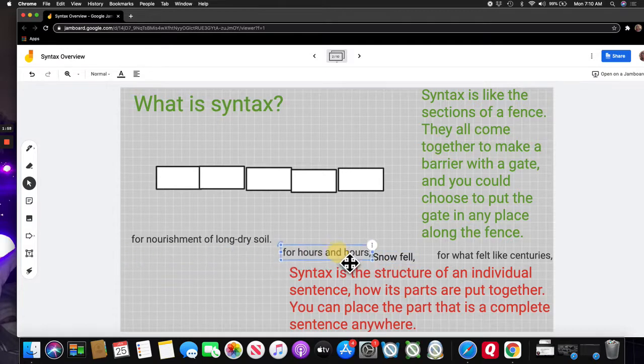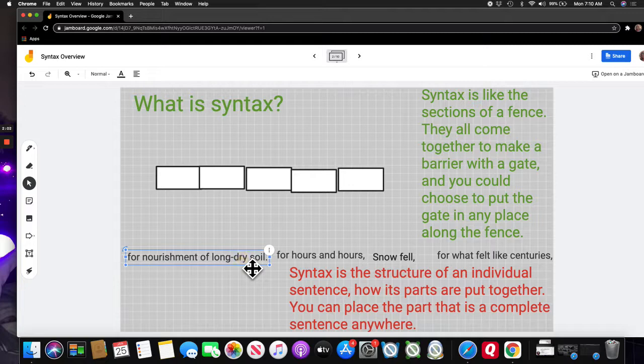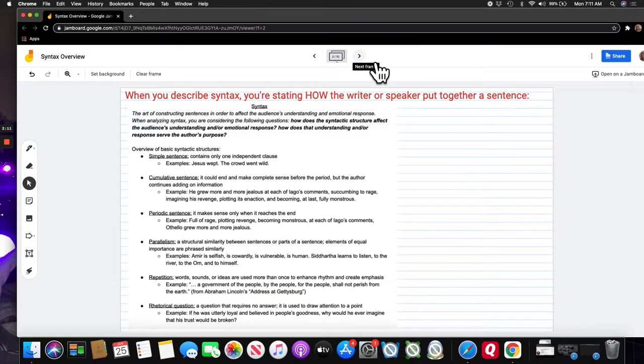So syntax is quite simply the structure of that individual sentence, how its parts are put together, and the idea that people can make different choices with that. I want to remind you that you have a handout on different types of syntax that we'll be looking at, and I'll link this in this video assignment so you can easily look at it again. I'm going to go through an overview of the different types.